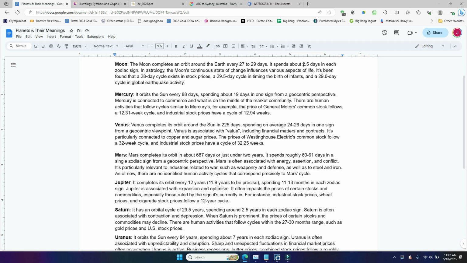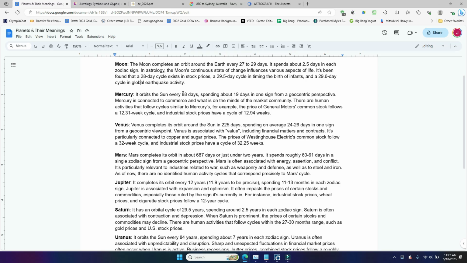It spends about 2.5 days in each of the zodiac signs. In astrology, the Moon's continuous state of change influences various aspects of life. It's been found that there is a 28-day cycle in stock prices, a 29.5-day cycle in the timing of birth of infants, and a 29.6-day cycle in global earthquake activity.